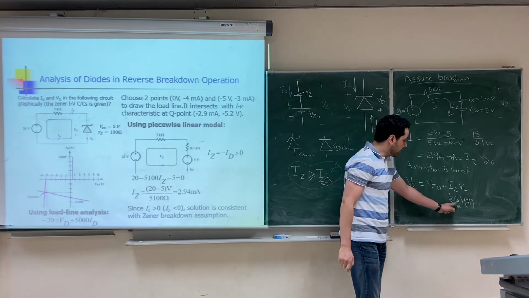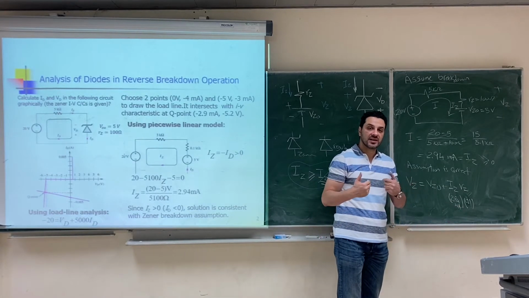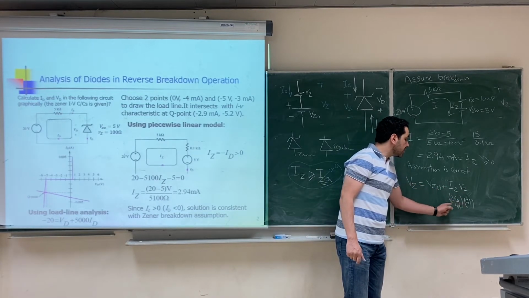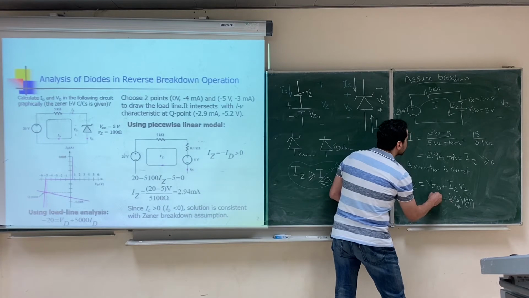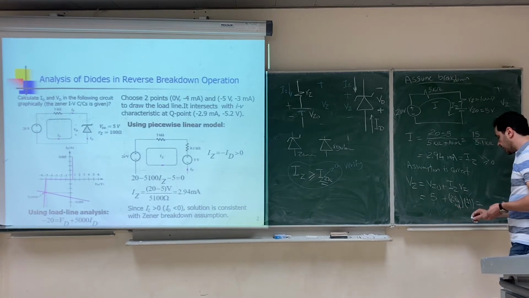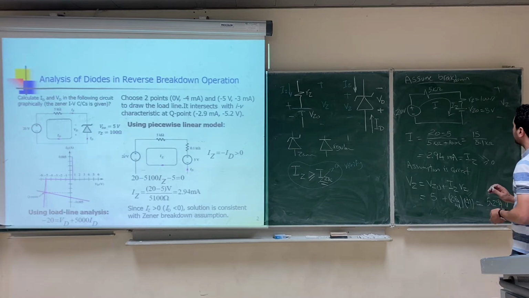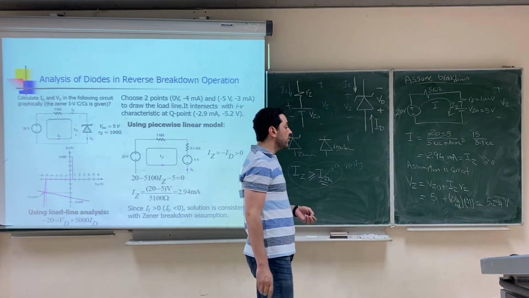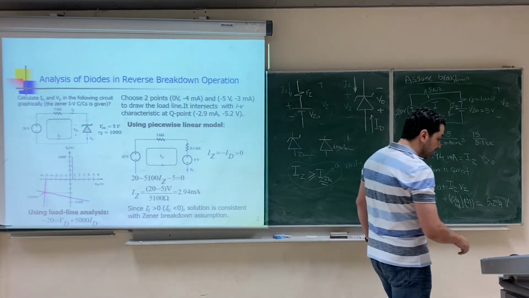If you use the current in milli, you multiply by the resistance in kilo ohm, so that the result will be in volts. The kilo cancels the milli and you get a volt. Plus VZO, which is 5, this will give you 5.294 volt. So the voltage across the Zener diode here will be 5.294 volt, and that's it for this simple problem. Let's look at another problem.